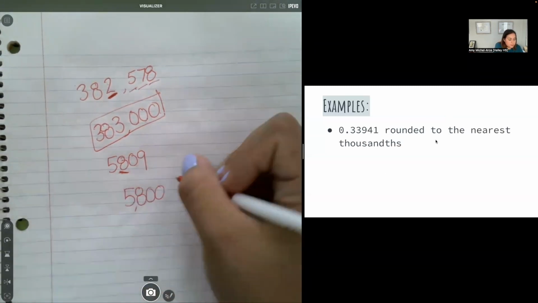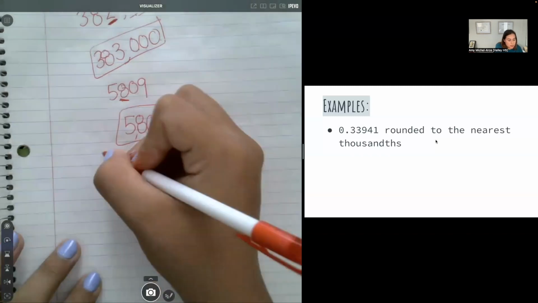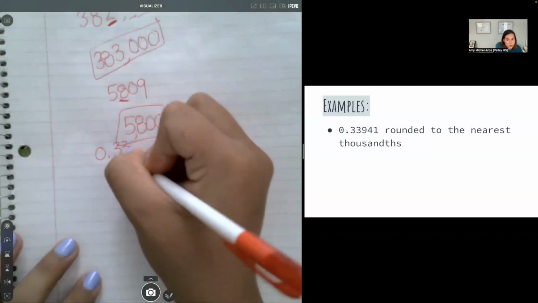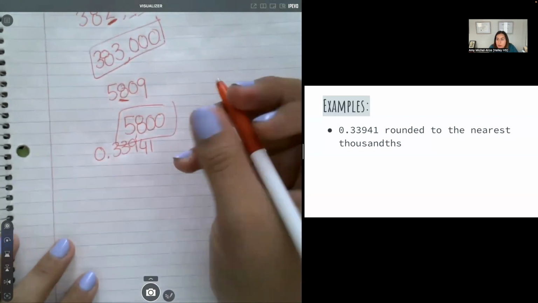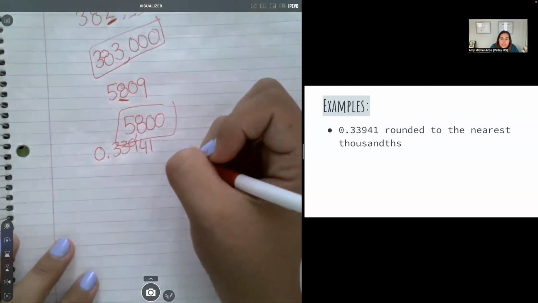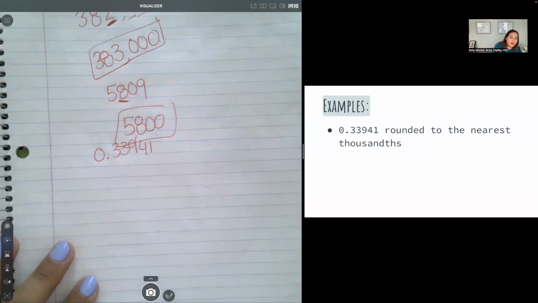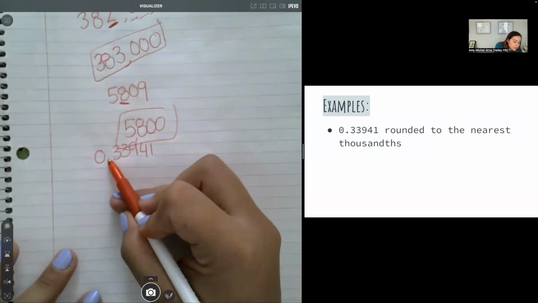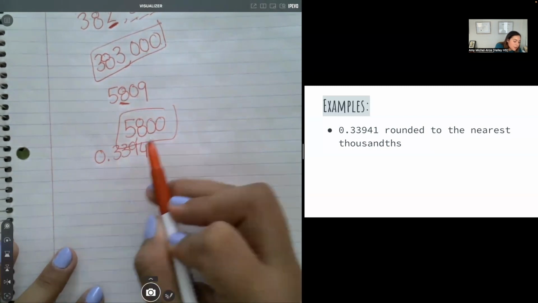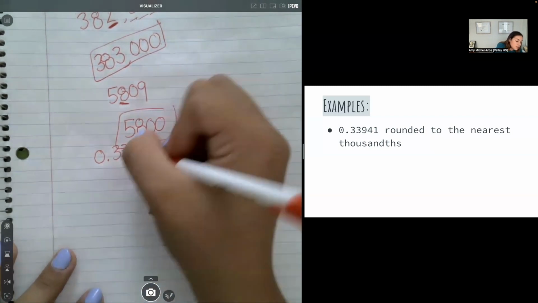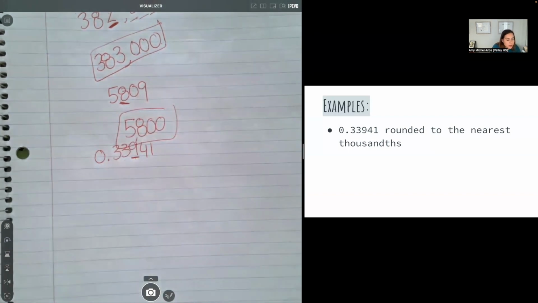Next one. 0.33941. I did not give myself any space there. We're going to round this to the nearest thousandth. So thousandth, meaning 3 places from the decimal, right? This is the tenths place, the hundredths, and the thousandths. I'm not good at saying the TH part.